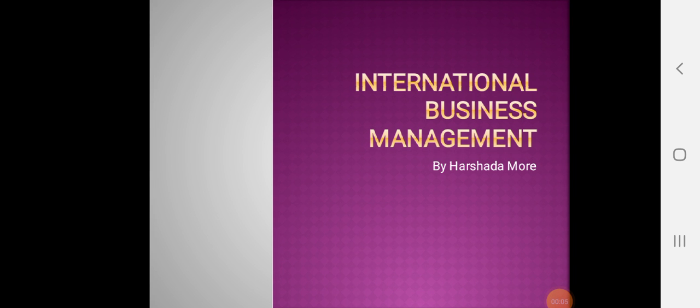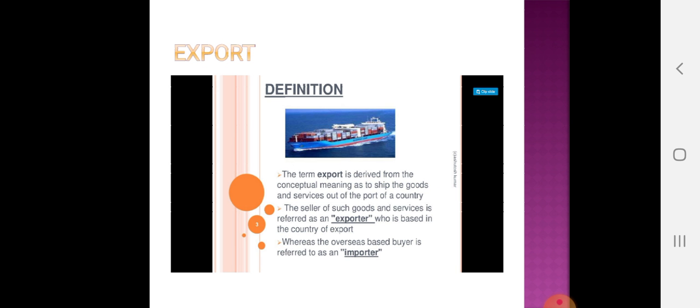Welcome you all to the first video lecture of Unit 3 for the subject International Business Management. Unit 3 is all about procedure, documentation and promotion, which includes the different procedures involved in the export and import of goods and services, and the different documents required while exporting and importing. So that is what we have to study. Let's study one aspect at a time.